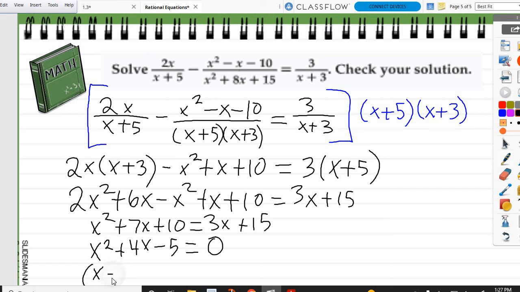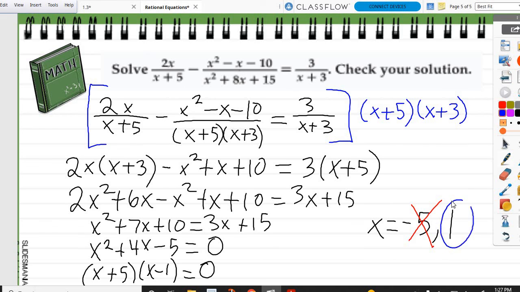So then what are our answers? Negative 5 and positive 1. Okay, so what do we need to do with those? Check them, yeah? So does negative 5 make any of our denominators 0? Yes, so does it work? No. Does 1 make any of my denominators 0? No, so that means that 1 would be my answer.